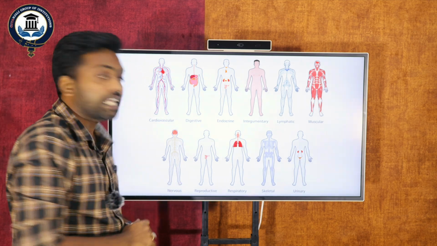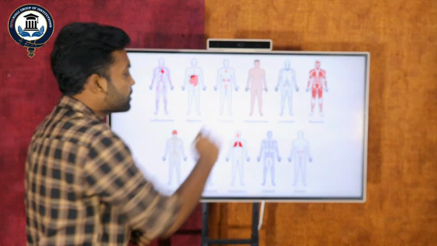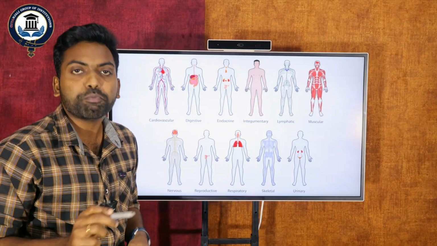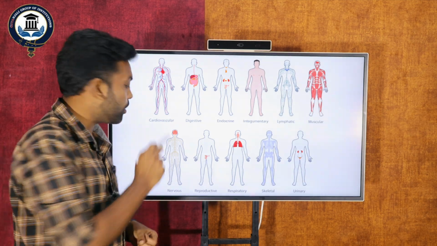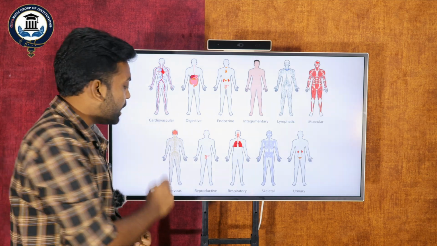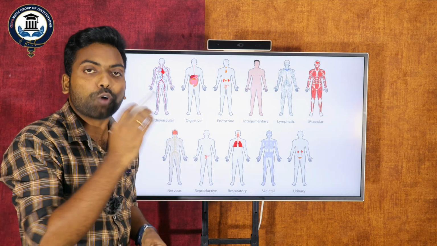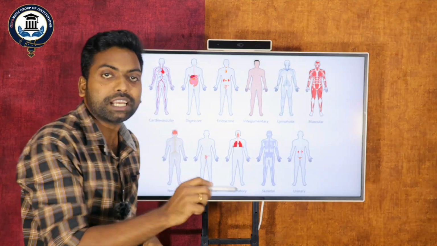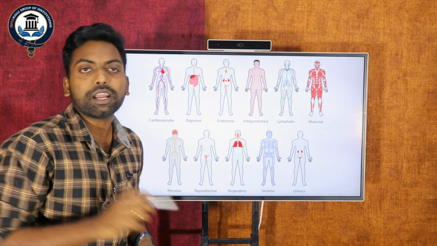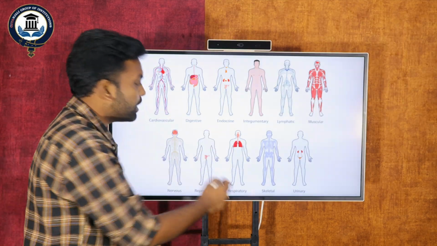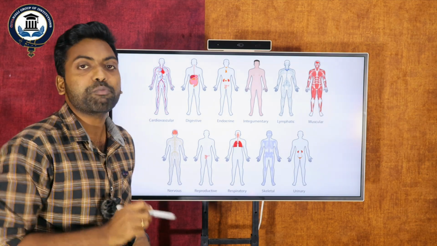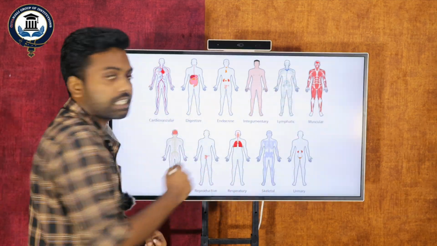And next we can see the nervous system. Compared to all the systems, the nervous system is very important, because it belongs to the brain, spinal cord, and nerves. Next we can see the reproductive system. Under the reproductive system, there is the male reproductive system as well as the female reproductive system. Next we can see the respiratory system. It is very important for the functioning of all the systems.